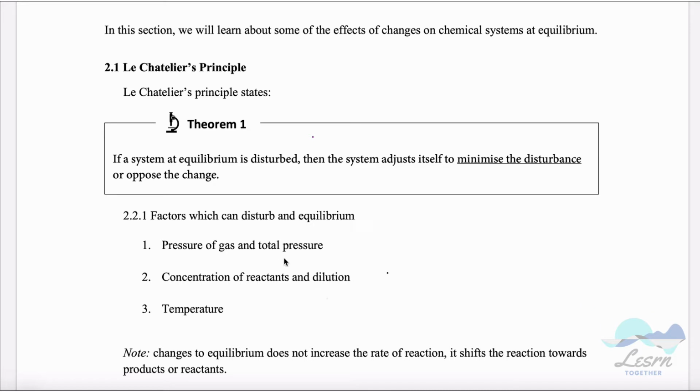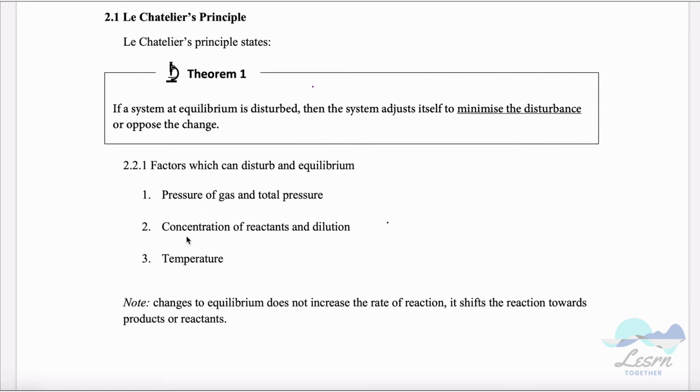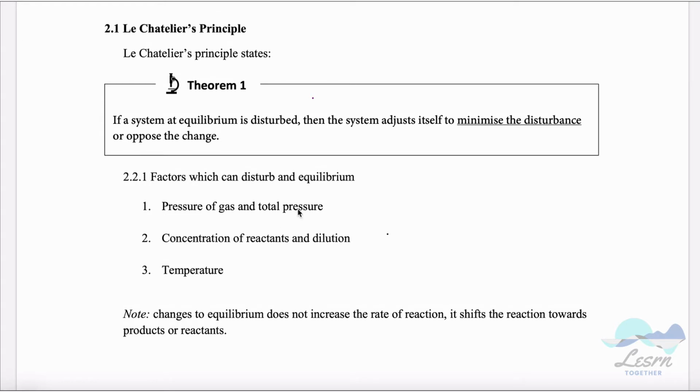For example, maybe we add in more gas or we change the total pressure of the system. What if we add in more concentration of reactants, or what if we dilute the system? What if we change the temperature, or we heat it up, or we cool it down? What happens then? What Le Chatelier's principle says is that for any of these changes, the system will adjust itself to minimize that disturbance or to oppose that change. Not completely get rid of that change, but just to minimize it, okay?